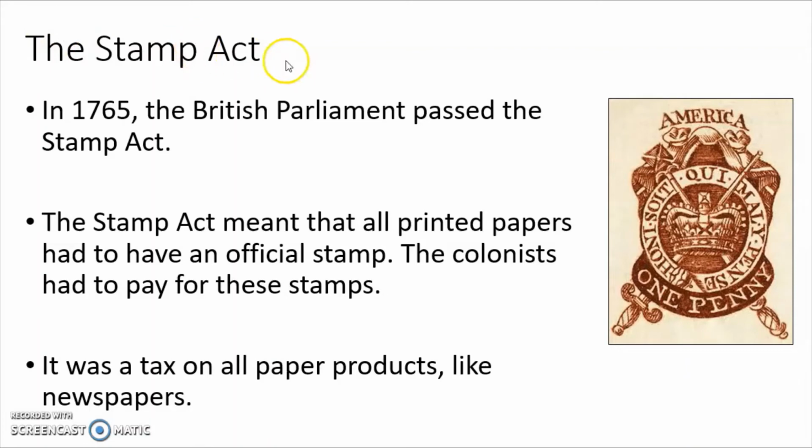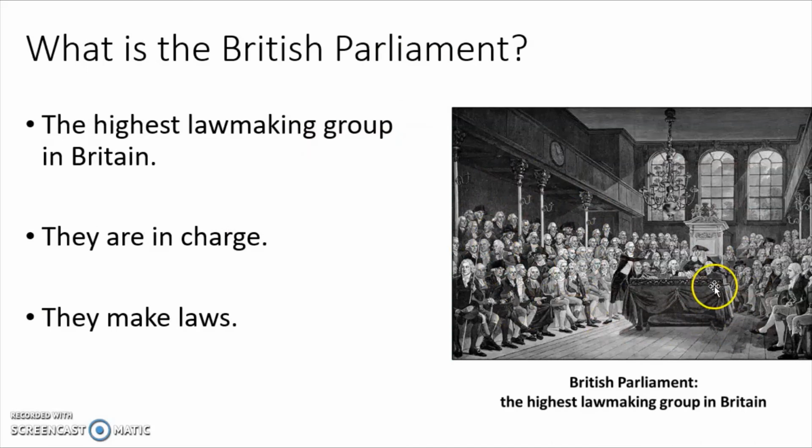Okay, the Stamp Act. In 1765, the British Parliament passed the Stamp Act. The Stamp Act meant that all printed papers had to have an official stamp. The colonists had to pay for these stamps. This is an example of a stamp. It was a tax on all paper products, like newspapers. So basically, they had to pay extra money for any paper they used, right? And remember, this law was made by the British Parliament. This is the Parliament, and the Parliament didn't have any colonists in it. It just had people from Britain.